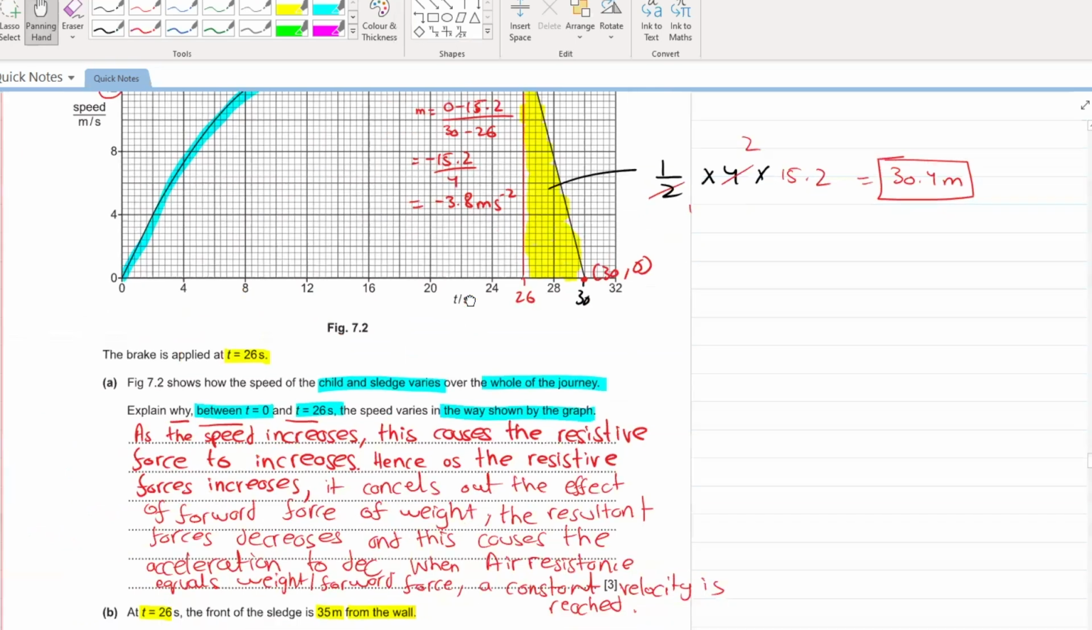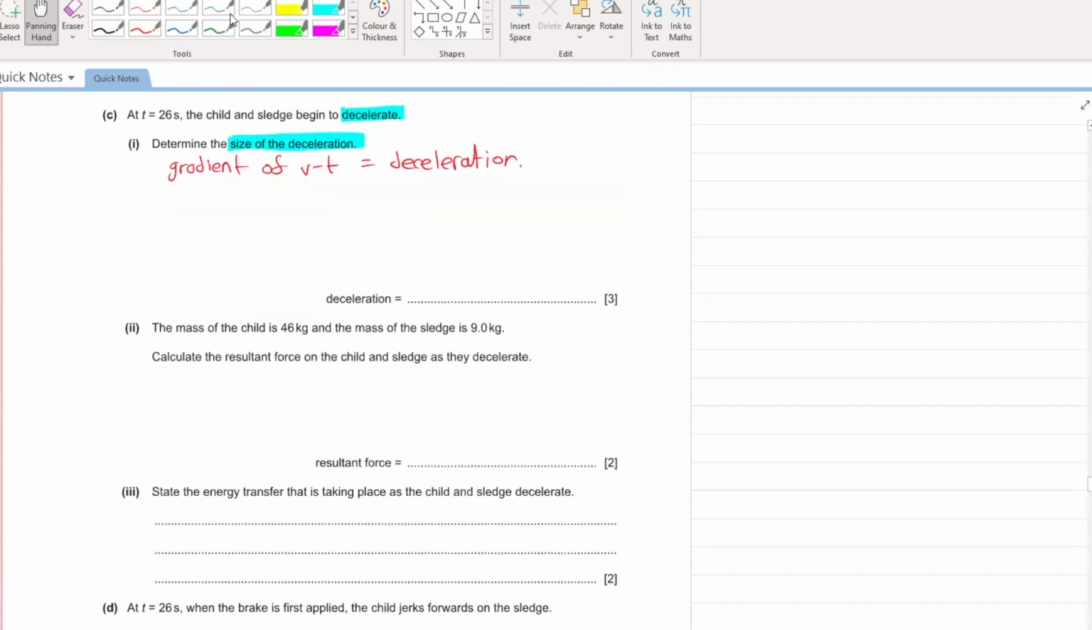So your answer comes out to be negative 3.8 m/s². Let's write it here: negative 3.8 m/s². Simple. Nothing complicated here. Let's further move ahead. Now, the mass of the child and the sledge.